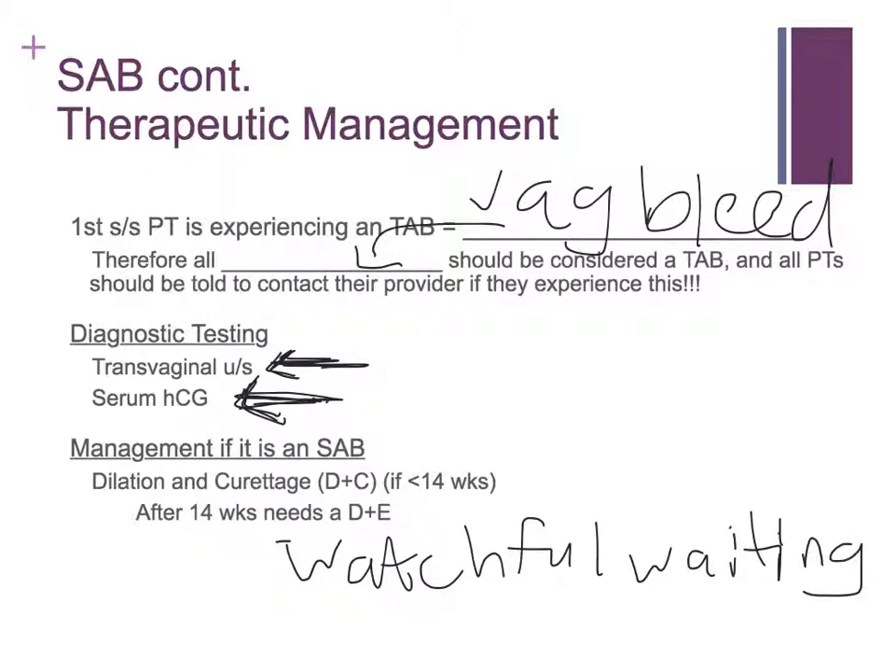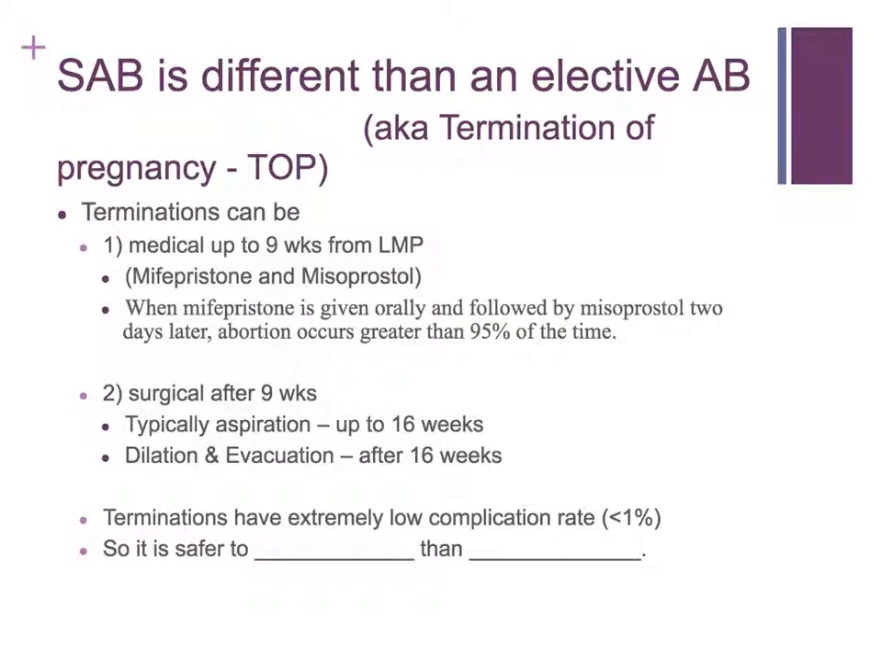If they don't bleed and pass everything within 2 weeks, then we do recommend a D&C at that point. Okay, so this spontaneous abortion is very different than a termination of pregnancy. The termination of pregnancy, or TOP, is an elective procedure.